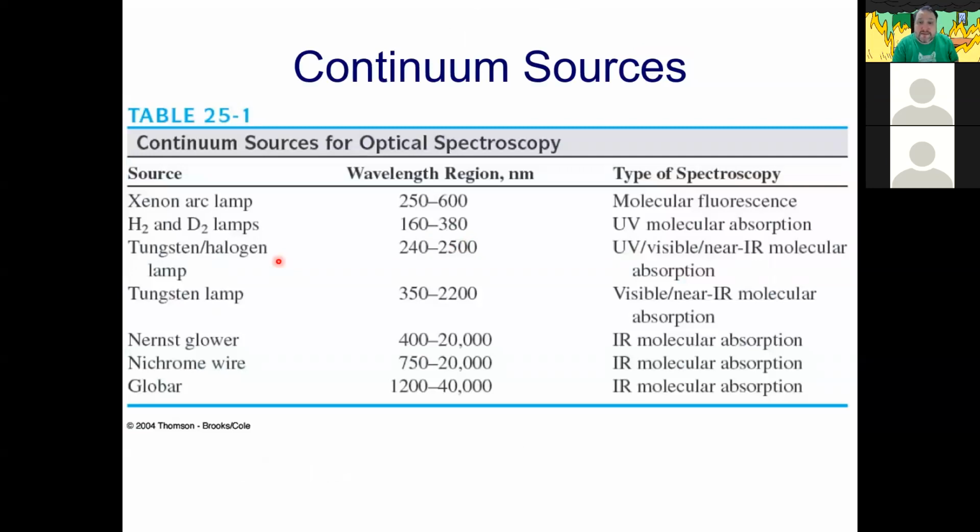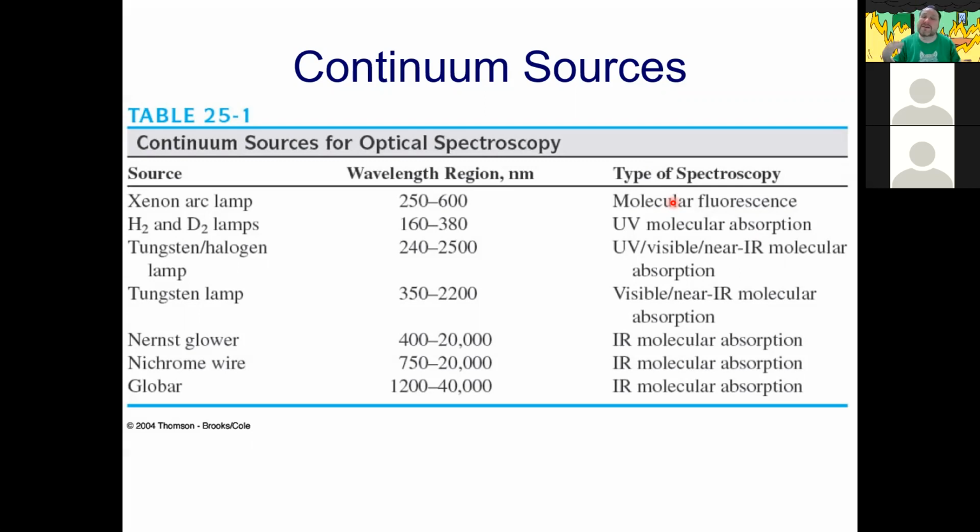All right, so your continuum sources, again, it depends on what range of light you need to look at. So a xenon arc lamp is going to give you stuff between 250 and 600. That'd be something that's really good for fluorescence. A lot of those fluorescence experiments need you to throw in some UV light for that thing to fluoresce, right? So if you have ever been out to the club and you're underneath the black light, right?